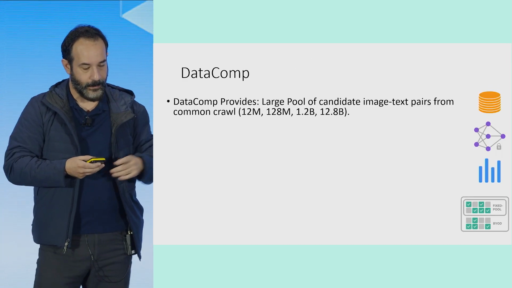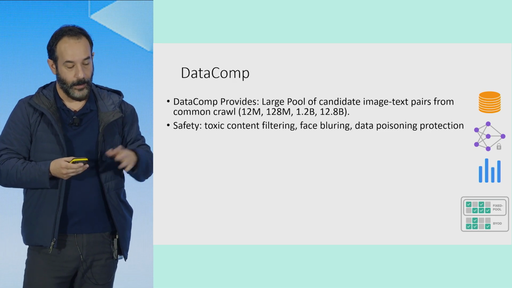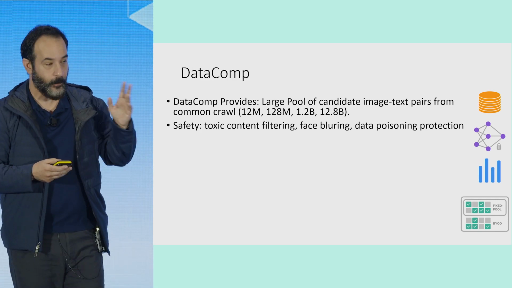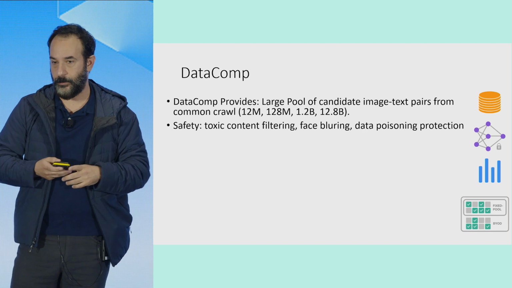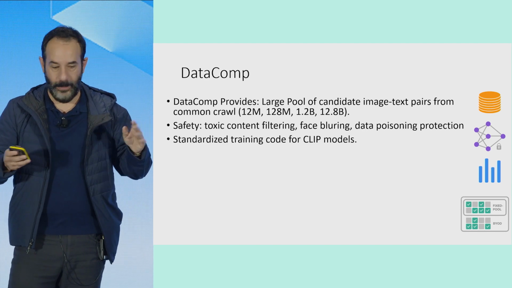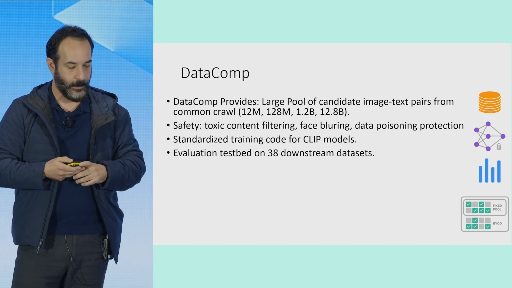Datacomp, as I said, provides a few pools from 12 million to 12.8 billion. And we did a lot of safety work by removing toxic content, face blurring, and protecting from data poisoning attacks. I can tell you if you're interested how this is done. And then we also released the tools that train the CLIP models and the evaluation testbed on 38 benchmarks.